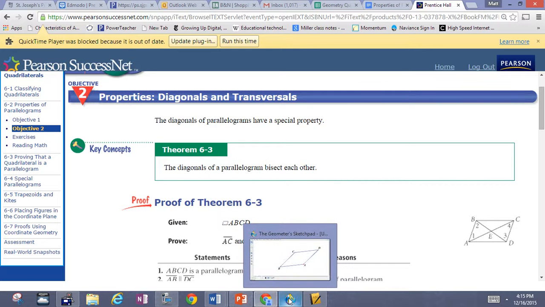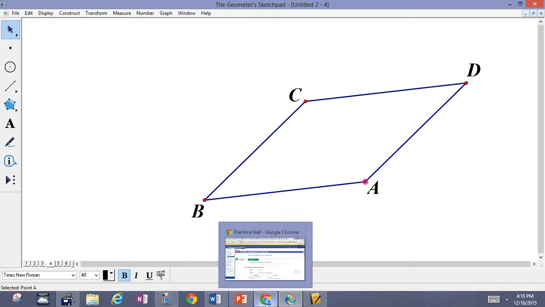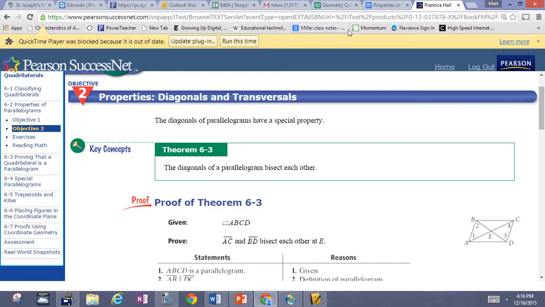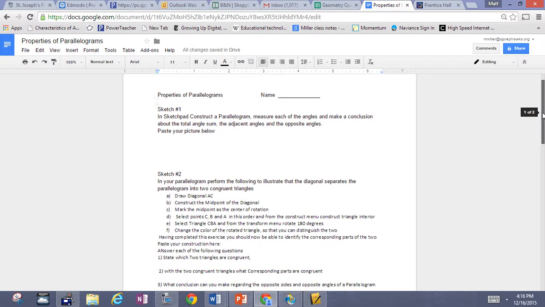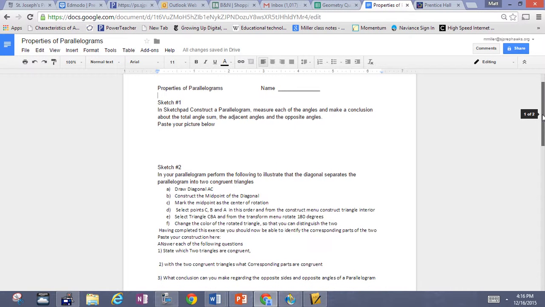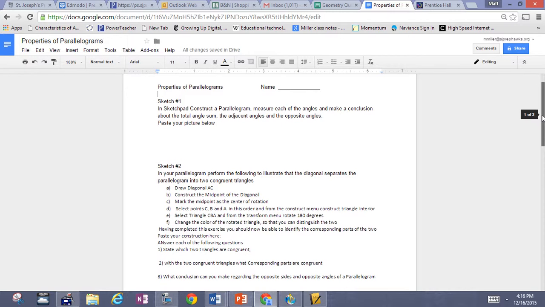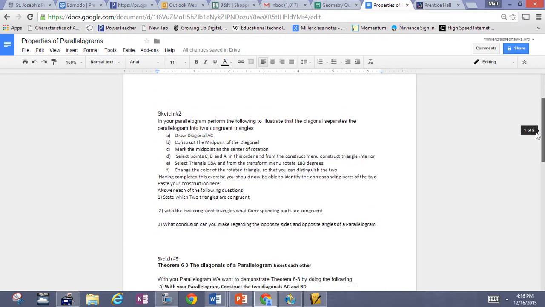In the previous video, I showed you how to create the parallelogram, as we went through with this. We will also now walk through with you this worksheet that you will have to complete, which you will find in your drive. One of which is asking you to construct the parallelogram as I did, as I illustrated for you, and measure the angles and make some conclusions about the angles.